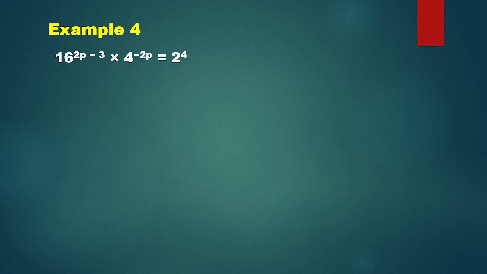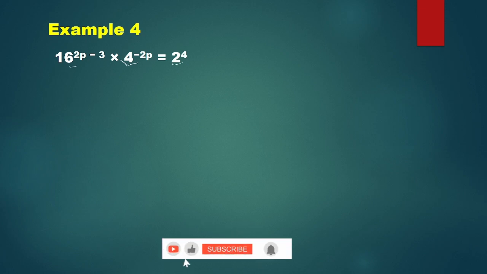Let's take one last example. If I have 16 raised to the power of 2p minus 3 multiplied by 4 raised to the power of 2 minus 2p equal to 2 raised to the power of 4. Note, the bases here are 16, 4, and 2, and I have 2 bases on the left hand side. So I want to be able to have only one base on the left hand side. So how do I do this? At first, I cannot join the base together except they are similar. So what do I do?